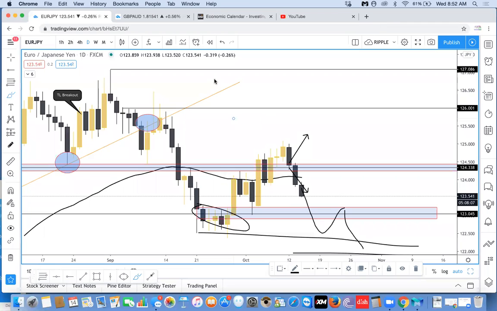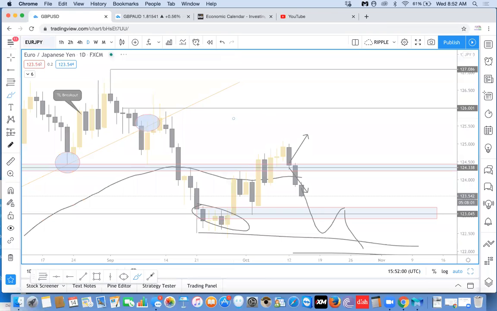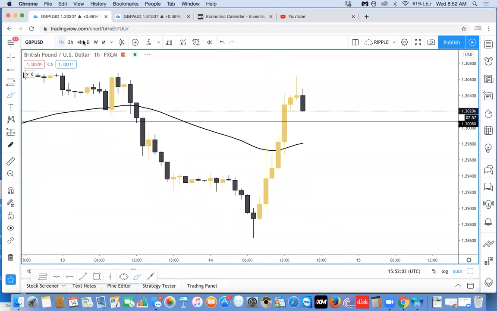Can you check GBPUSD 1 hour? Hold on. I'm gonna have to delete some of this stuff real quick.